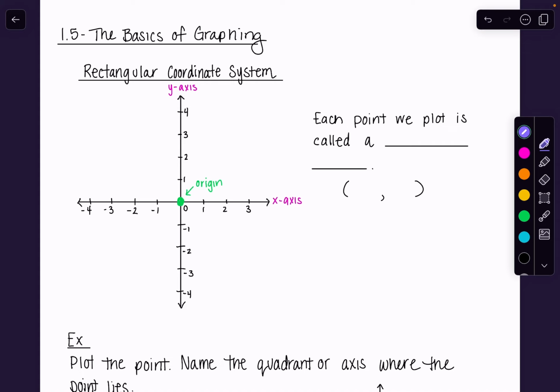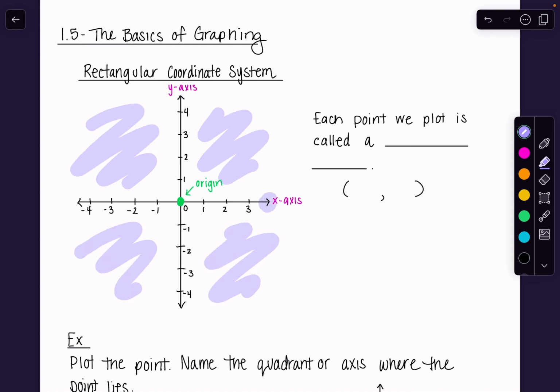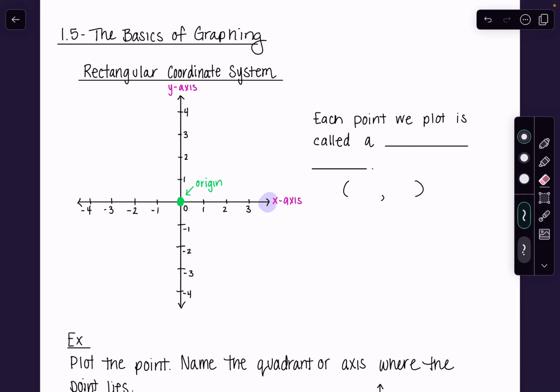What this does is it actually splits our two-dimensional flat surface into what we call quadrants. So there's one quadrant here, another quadrant here, here, and here. These arrows on the end are indicating that you're moving forever in each direction. So this goes on forever to cover the entire flat surface.